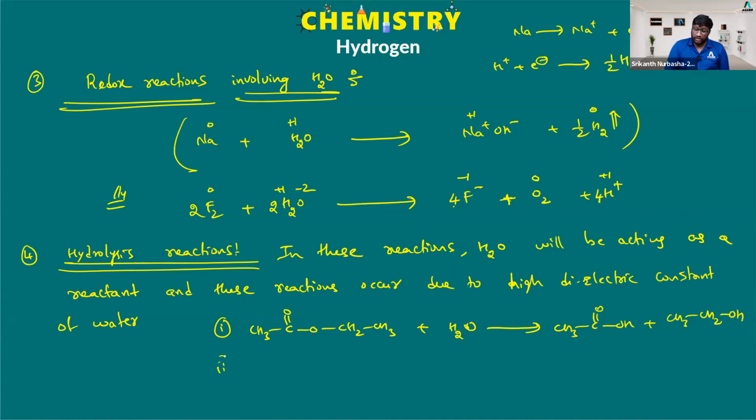And also you can think of the reaction of P4O10. P4O10 plus H2O will form what? H3PO4. Hydrolysis of P4O10 will generate phosphoric acid. So P4O10 plus 6H2O will form 4H3PO4 on balancing. In hydrolysis reactions, water will be acting as a reactant. Why are these hydrolysis reactions happening? Because of the higher dielectric constant of water.